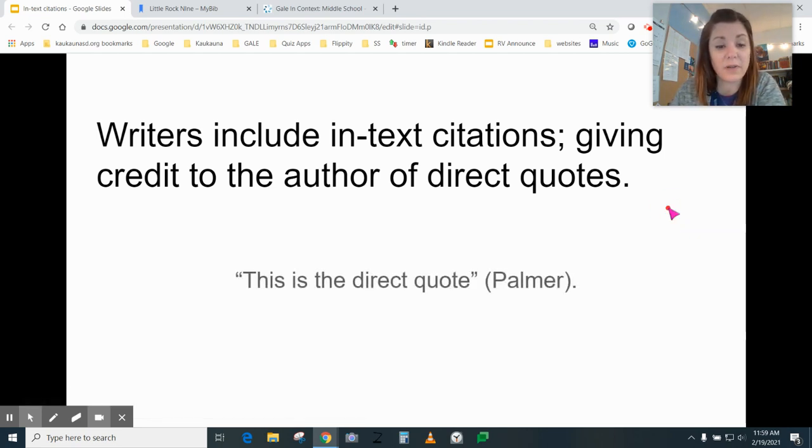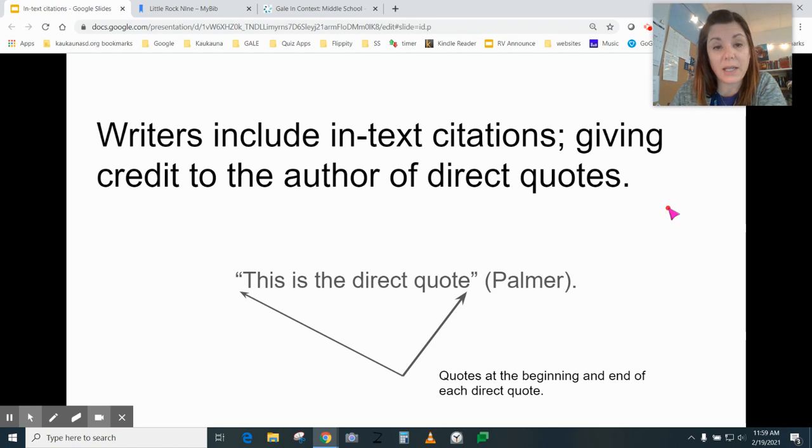Here's an example of the direct quote. You know it's a direct quote because there are quotes at the beginning and end of each direct quote. That is taken directly from the text. The words have not changed. It's exactly as you would find it in the text, and you put quotes at the beginning and the end.